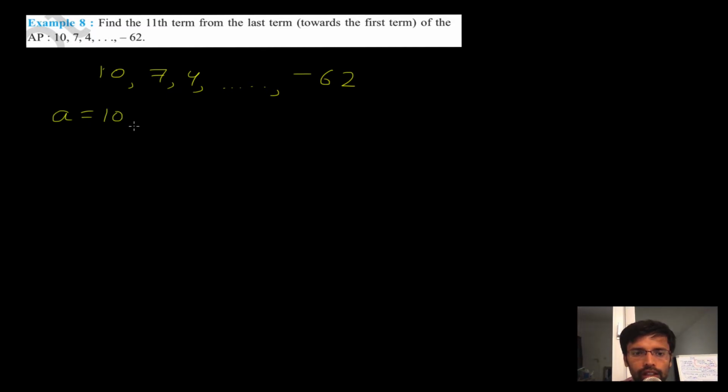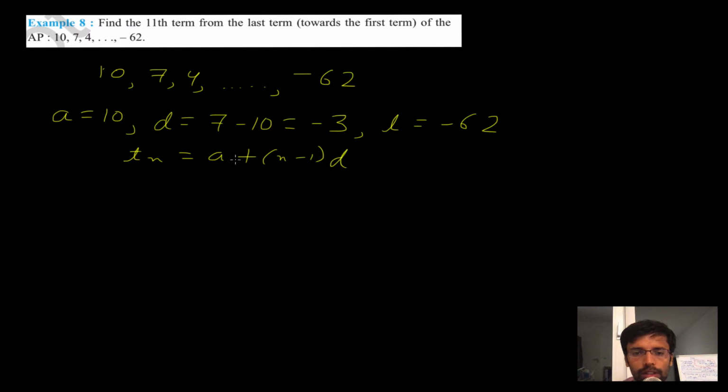Okay, so let's get started. So we have A as 10, D as 7 minus 10, which is equal to minus 3. And we have our last term as minus 62. So we again bring in our general formula, Tn is equal to A plus n minus 1 times D. So what do we get? If we put minus 62 here, we need to find the number of terms. How many number of terms are there?